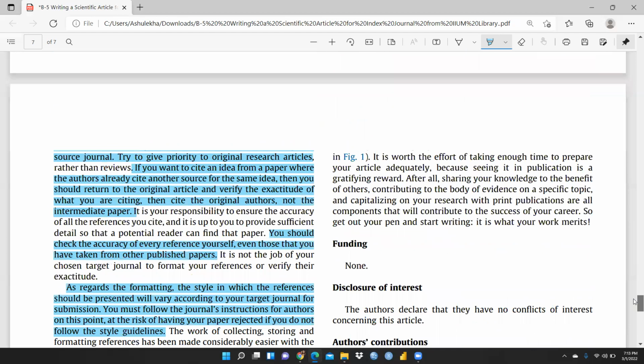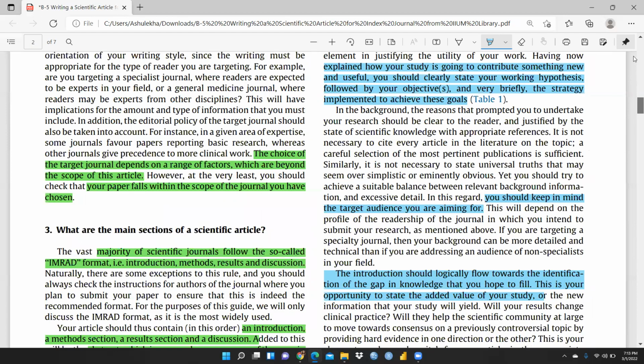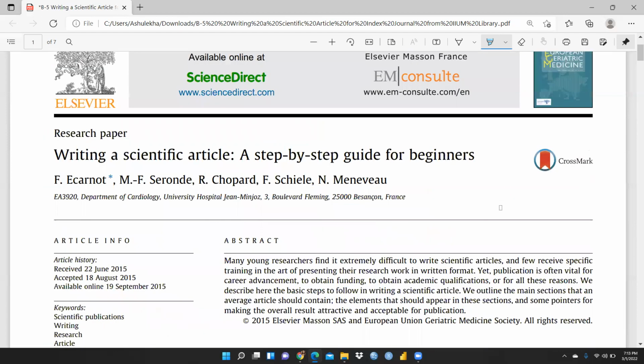So that's all, and it is a very good paper for those who are at the beginning stage, who have just entered research. It would be helpful to research scholars, so I'm sure it will contribute to your research.